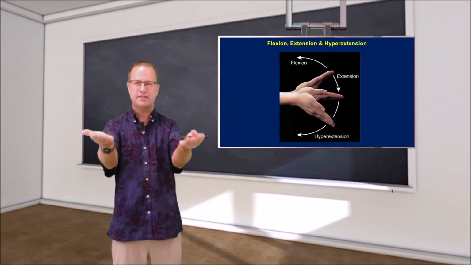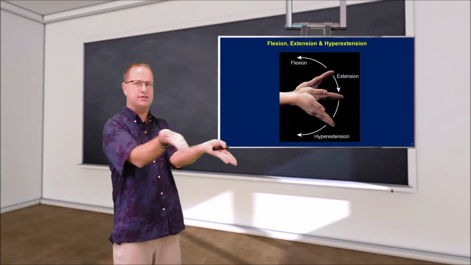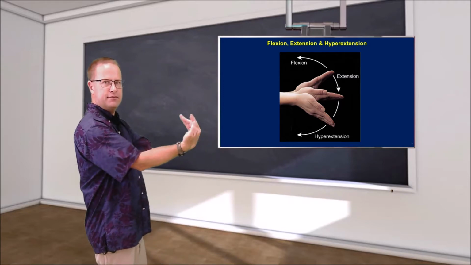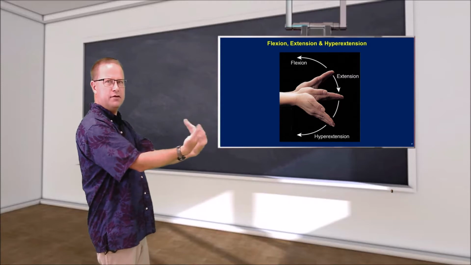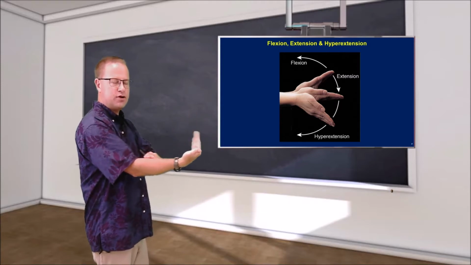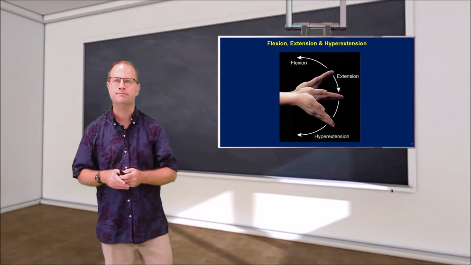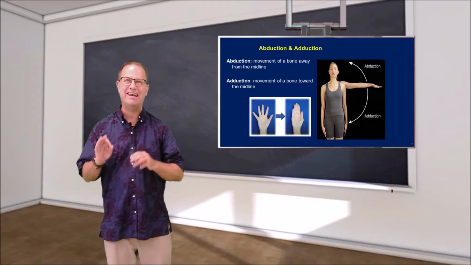So flexion like this, extension like that, and then hyperextension. Hyperextension, extension, flexion. Flex your arms like that. Where does it feel tight? Where are those flexor muscles? Right here. These muscles are actually called the flexor digitorum. Okay, now let's talk about abduction and adduction.